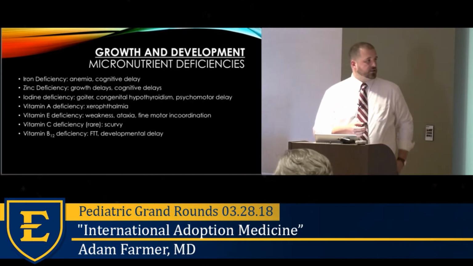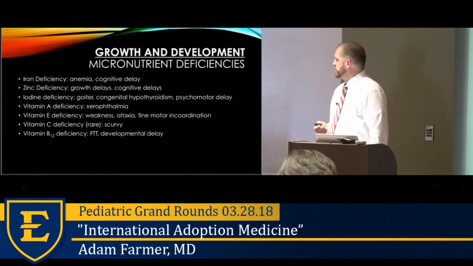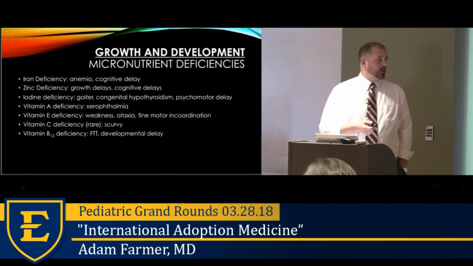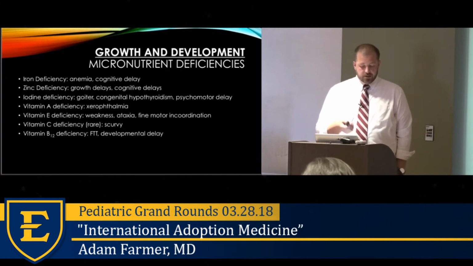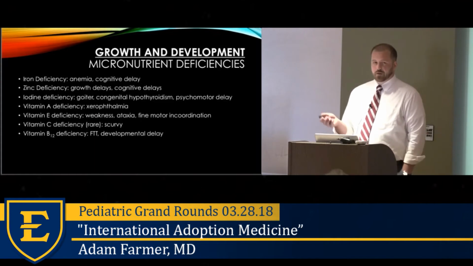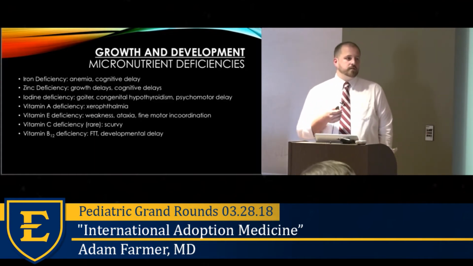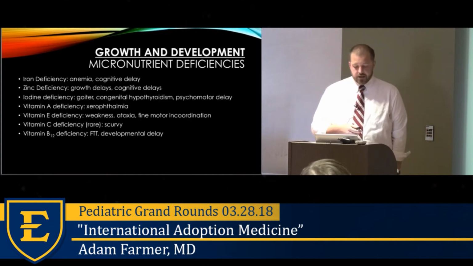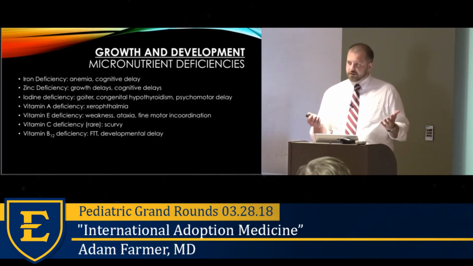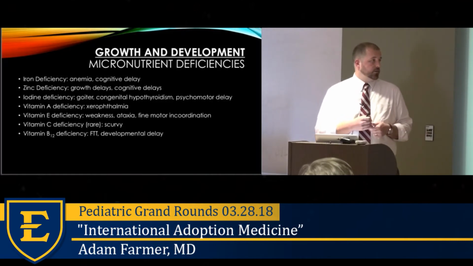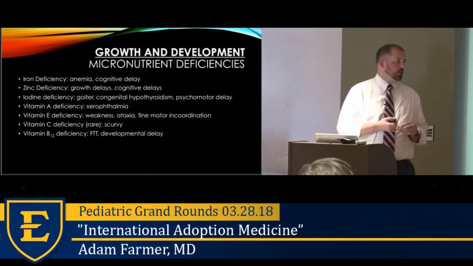They can also experience some micronutrient deficiencies. They can be iron deficient. You can see this with anemia, cognitive delay. Zinc, zinc is very important for DNA, RNA, and protein synthesis. Low levels of zinc can cause growth delays as well as cognitive delays. Iodine deficiency, which is something we don't see very often in the United States, is something that could potentially be seen in children and international adoptees.